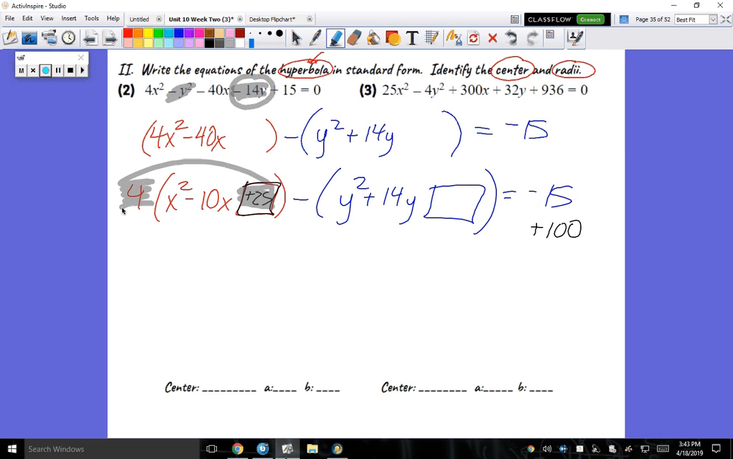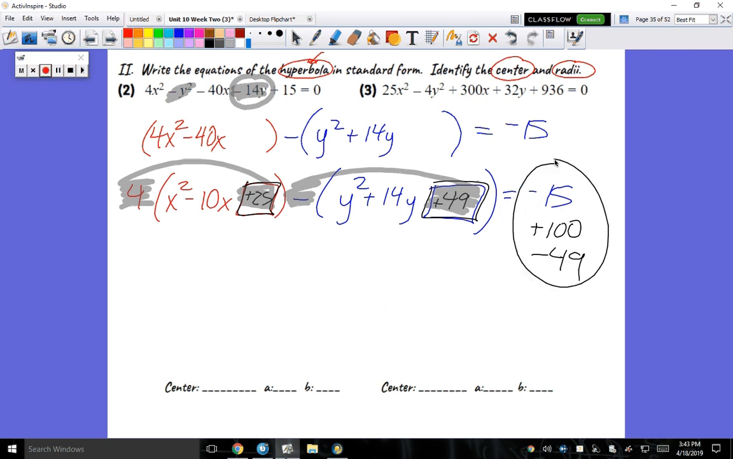Remember, you always do this if you have a coefficient bigger than 1. What's going to go in this box right here? 49. So what is it that I just did on the left side? Did I add 49? No. I subtracted 49. Exactly. That's where a lot of the mistakes happen, with negatives in this unit. So someone do this in your calculator for me real quick. Negative 64 plus 100 is what? 36?